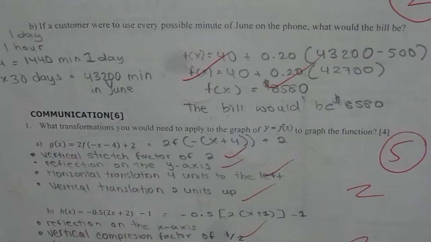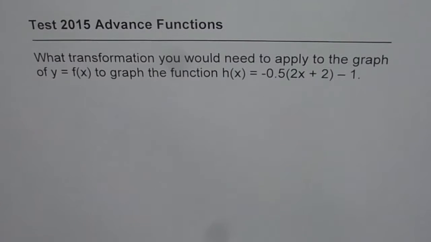Here is a communication question on transformation. So let me take one of these questions. It is from the 2015 Advanced Functions Unit 1 test. What transformation would you need to apply to the graph of y equals f of x to graph the function h of x equals negative 0.5 times f of 2x plus 2, minus 1? I'd like you to pause the video, answer the question, and then look into my suggestions.